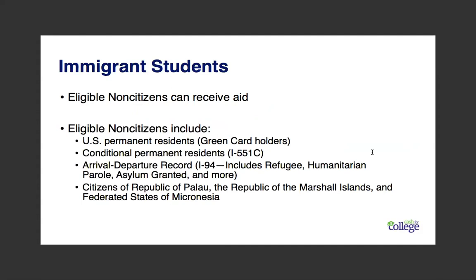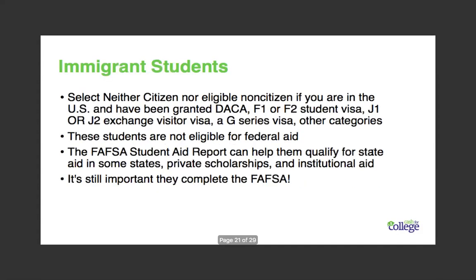A lot of times we will refer people to HICA, and we'll get through that in a few more slides. I don't want to jump ahead of myself. So immigrant students would select neither citizen nor eligible non-citizen if they are in the U.S. and have been granted DACA, F1 or F2 student visas, J1 or J2 exchange visitor visa, a G-series visa, or there are some additional categories listed. And these students are not eligible for federal aid.